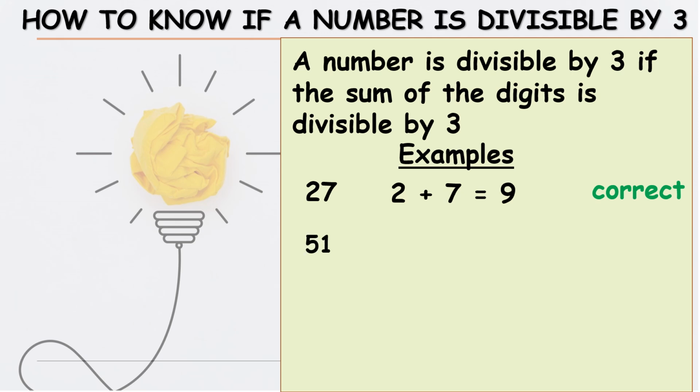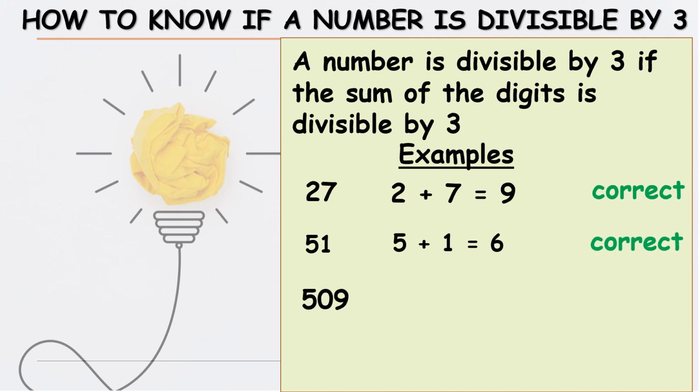So that's correct. Is 51 divisible by 3? From the tips we have above, we are supposed to sum the individual digits, that is 5 and 1. And by the time we have the sum, we have 5 plus 1, which is equal to 6. 6 is divisible by 3. Therefore, 51 is divisible by 3.